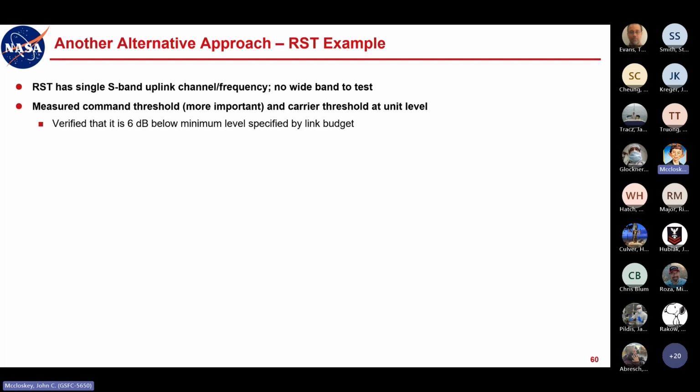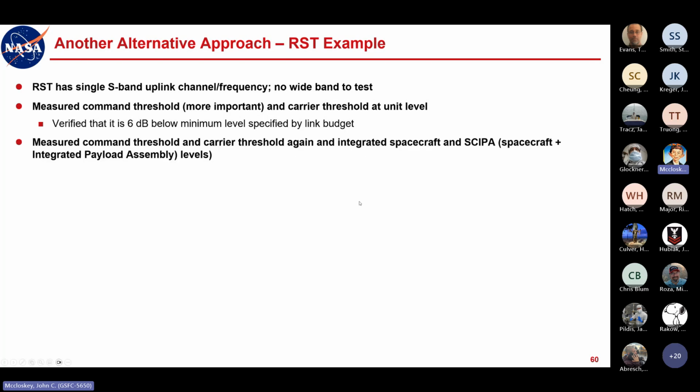So that was verified at unit level, at component level, that it was 6 dB below the minimum level specified by the link budget. And that wording is kind of clunky, but you get the idea that we had 6 dB of margin with respect to the link budget. Then we measured it again at integrated spacecraft and then also at SCIPA, spacecraft plus integrated payload assembly, levels.